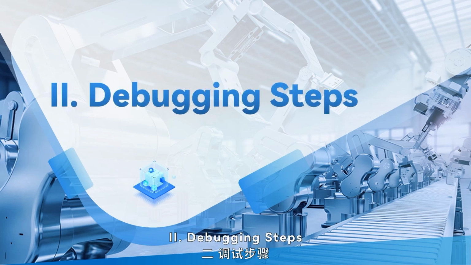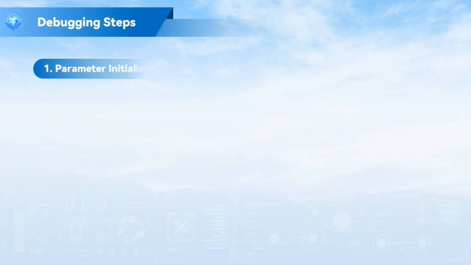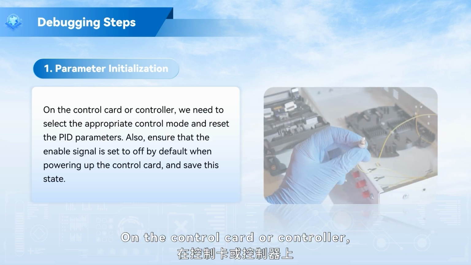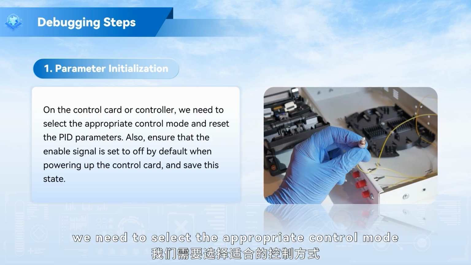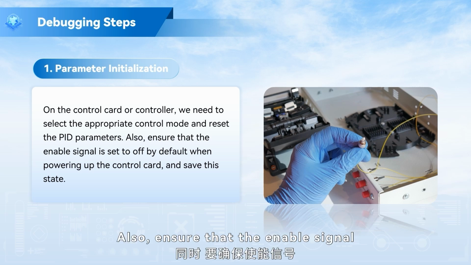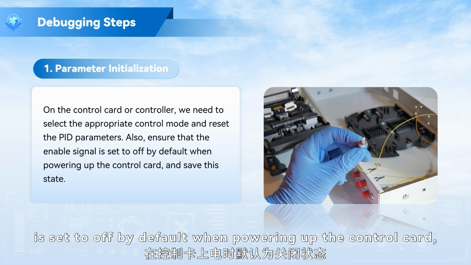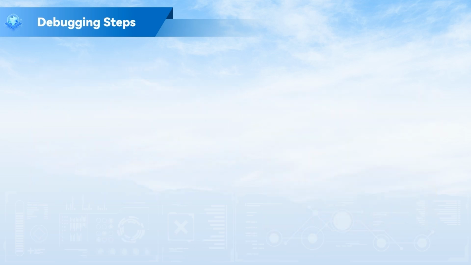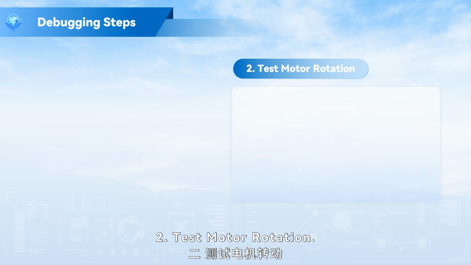2. Debugging steps. 1. Parameter initialization. On the control card or controller, we need to select the appropriate control mode and reset the PID parameters. Also, ensure that the enable signal is set to off by default when powering up the control card, and save this state.